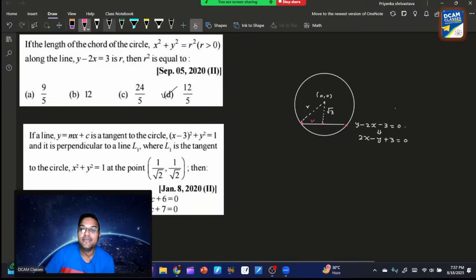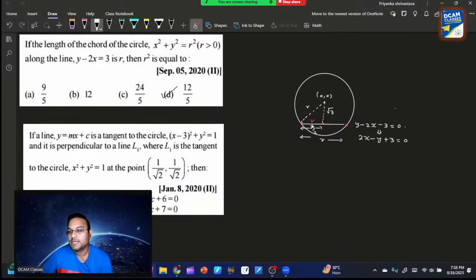Okay, they have given it. Okay, it is r. Sorry, otherwise I was thinking of something else. The length of the chord of the circle along the line is r. This chord length is given to be r, so this length will be r by 2. So this triangle, now okay, you are right.